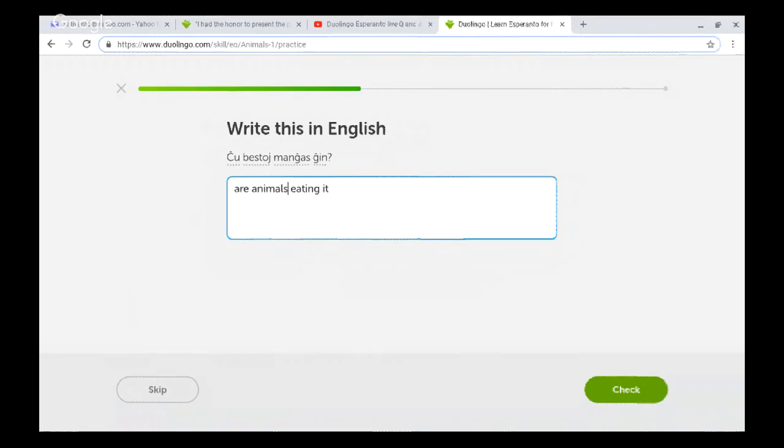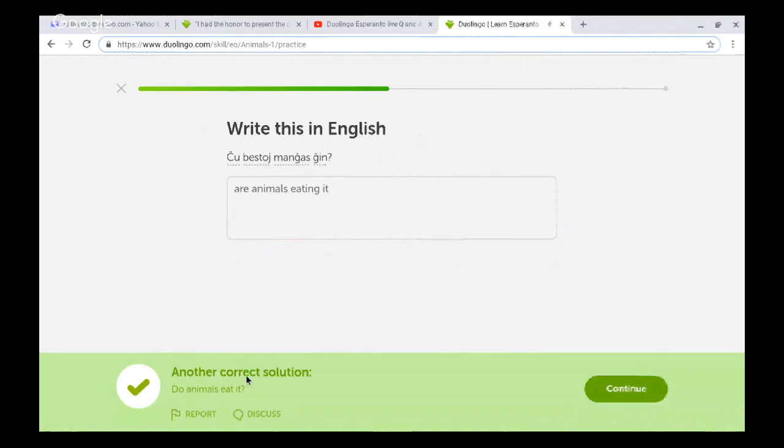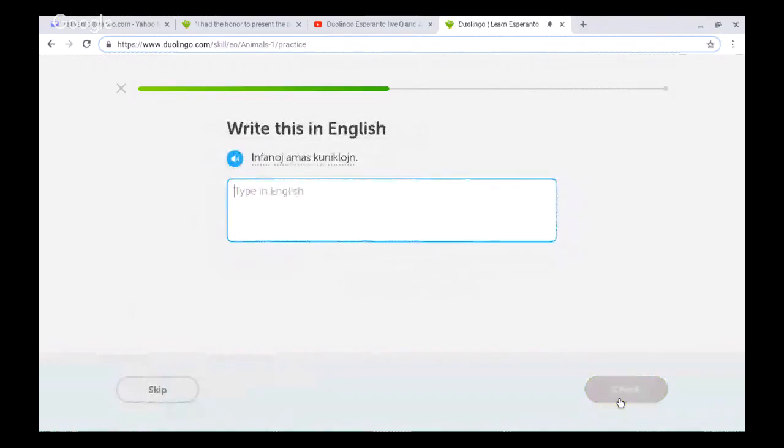You don't have to type the question mark and check. There we go. And this is the other thing. I used to answer people's questions saying why it should be do and why it should be are and this sort of thing. Finally, I just say I would expect the course to accept both. So if I had gotten this wrong, I would have said, hey, my answer should be accepted. And they will gladly add it as an alternate translation.